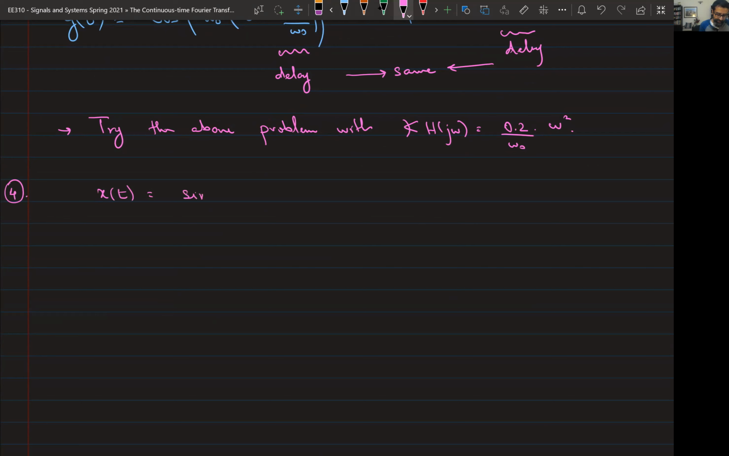equals sine t convolved with the derivative of sine 2t divided by pi t. Right, evaluate this convolution.